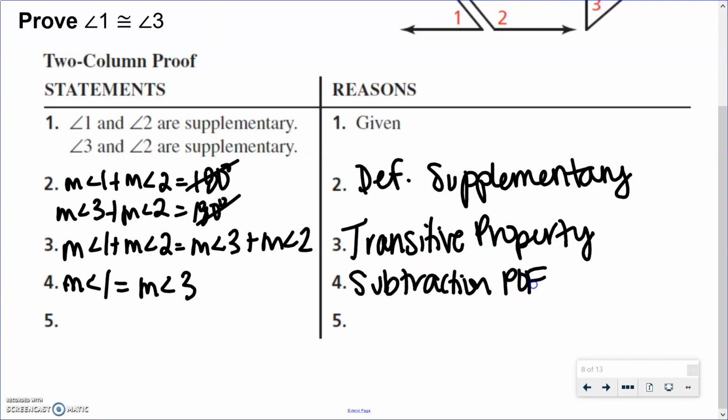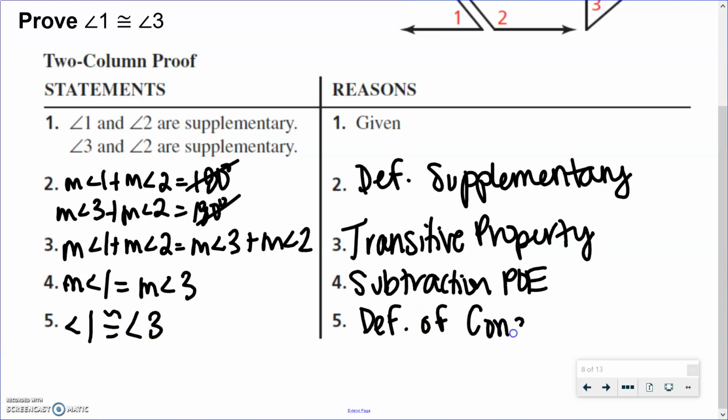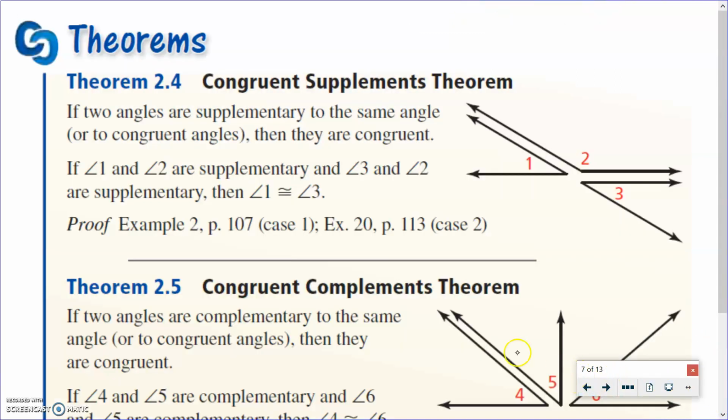property of equality. Okay, and then from there we know that angle 1 is congruent to, or the same shape as, angle 3. And that's the definition of congruent angles. And so what we've just done is proved the theorem from the previous slide. We've proved that two angles that are supplementary to the same angle, like these, are actually congruent.